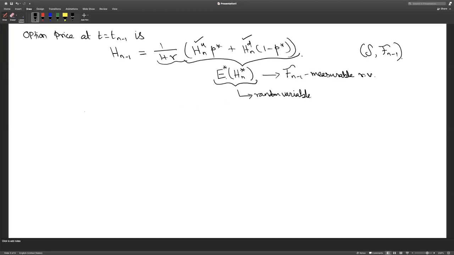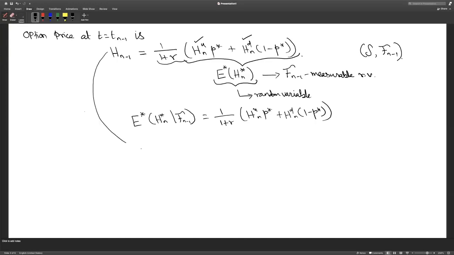And further, one can also show that it is nothing but the conditional expectation of Hn given Fn minus 1. Therefore, we use the notation E star of Hn star given Fn minus 1 for this expression. Since Hn star is written, we will also include this discount factor here. So with this notation, we can write Hn minus 1 as E star of Hn star given Fn minus 1.